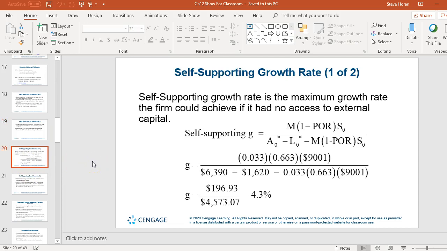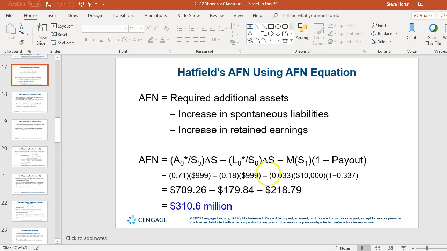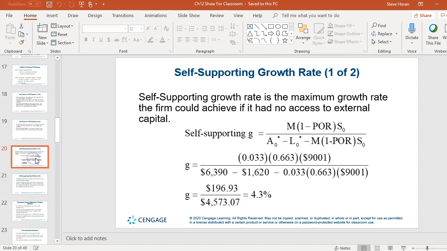And you'll get questions like that. You'll have questions that pop up in your homework that ask you, if this, then what? They'll have the formula in front of you and say, if this one item changes in the formula, how does that affect the answer of the AFN? Okay, and then we get to the self-supporting growth rate, basically saying, how much could we grow and not need to get additional financing?